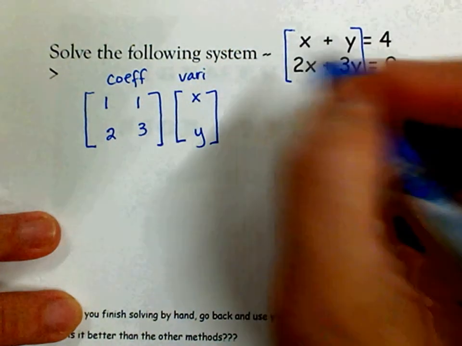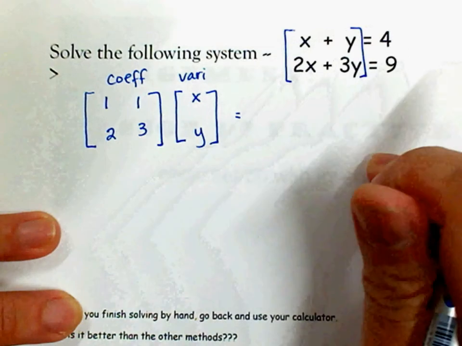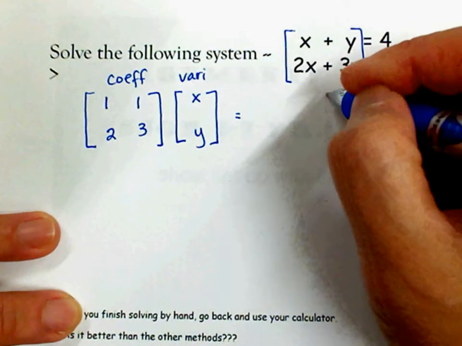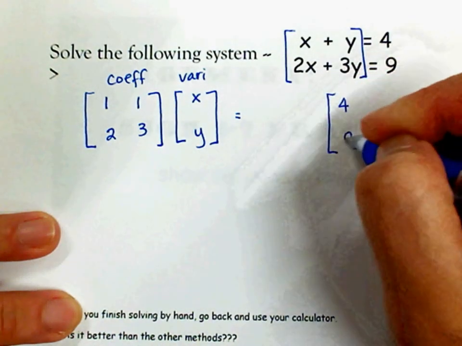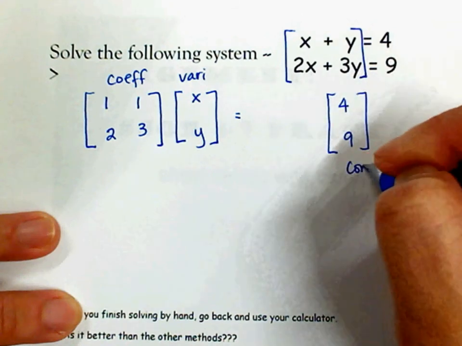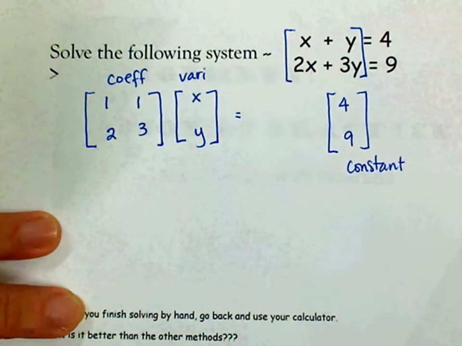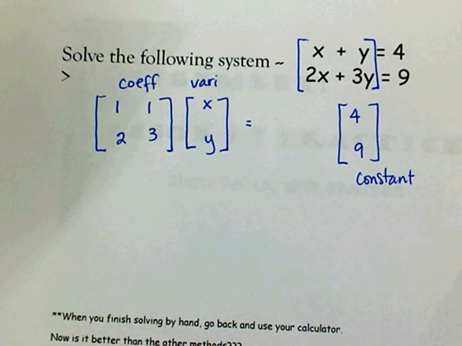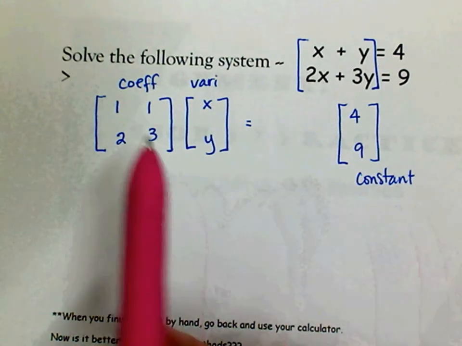Equal, leave yourself a space. Write your constant matrix. Okay, now I'm going to change my pen real quick. Next step, I want to undo this matrix.